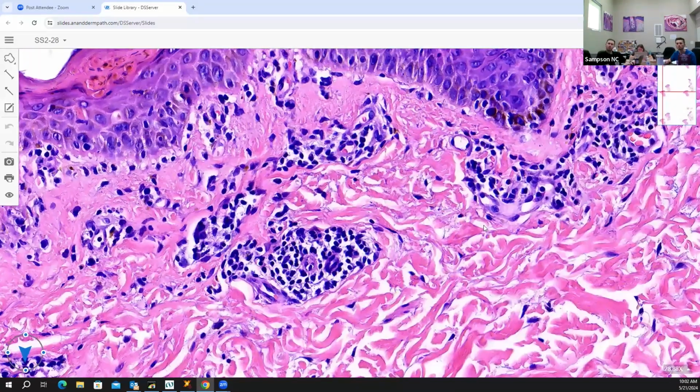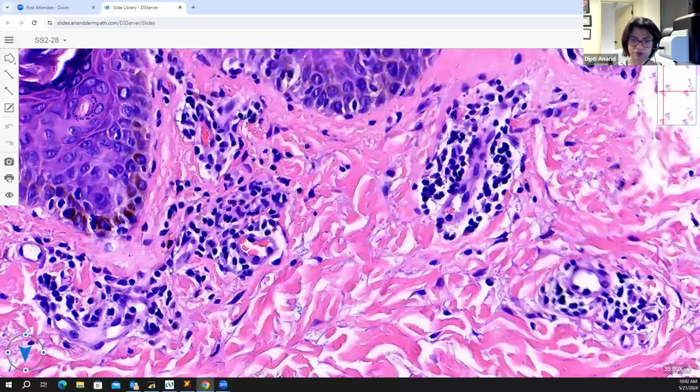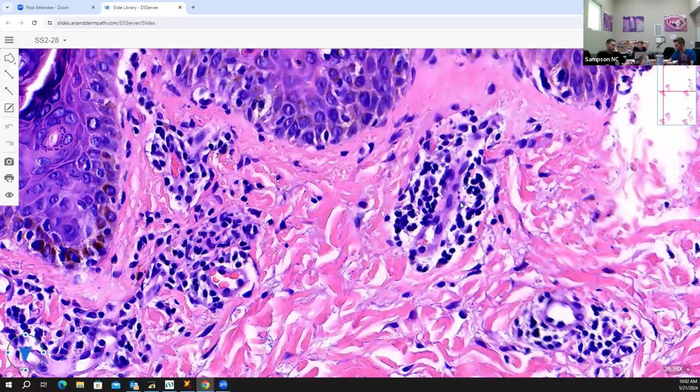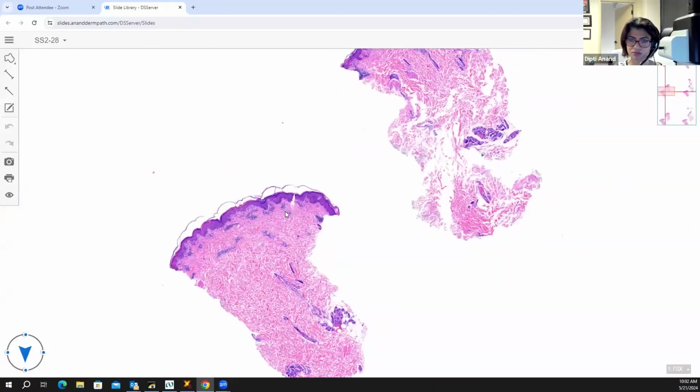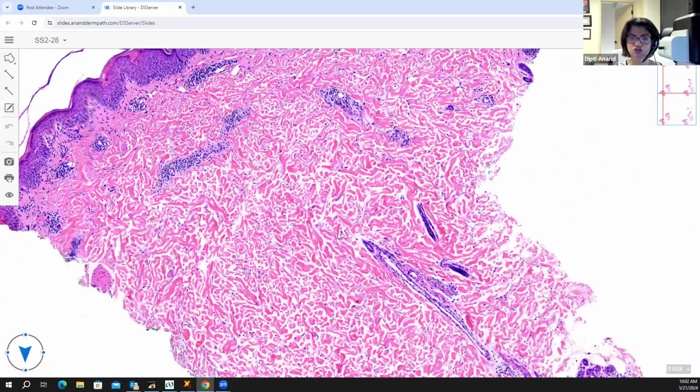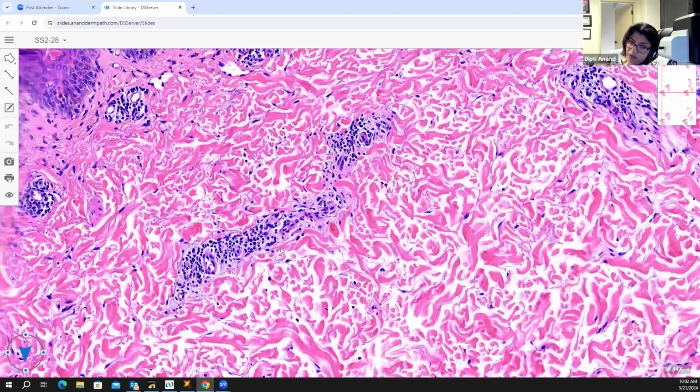And this is fixed drug eruption. You see the pigment dropout? Yes. And there are eosinophils in the infiltrate. Let me see. So this is fixed drug eruption. Yep, go ahead. What do you see about the epidermis? It shows that it's acute?